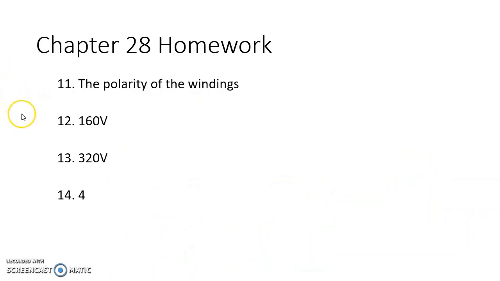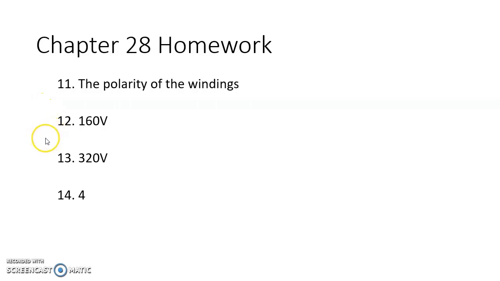Number 11, what do the dots on a transformer schematic represent? That's the polarity of the windings. On the primary side, you have the dotted terminal, and when the voltage reaches, for example, its positive peak on that dotted terminal on the primary, the voltage on the secondary is going to reach its positive peak on its dotted terminal.